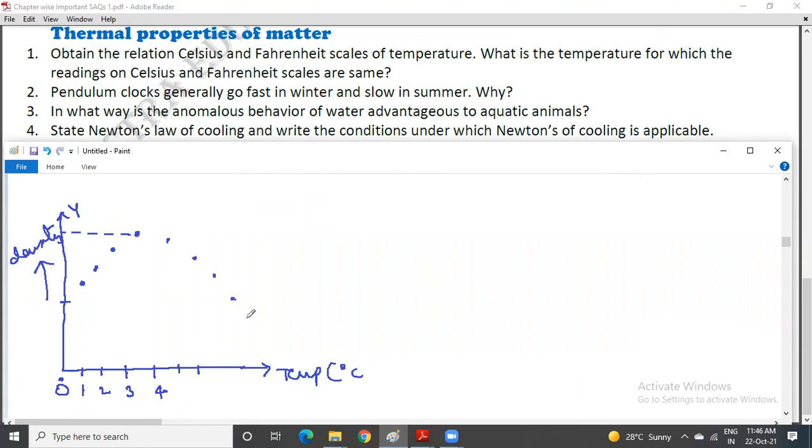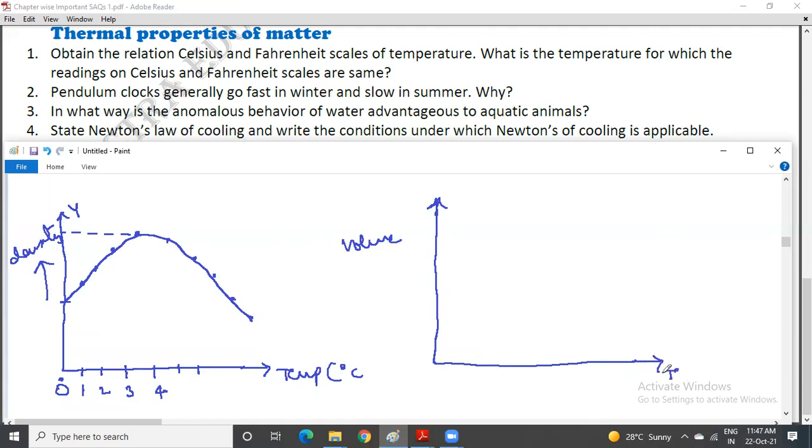So you can understand the nature of water even with the help of a graph. This is the case of taking density along the y-axis and temperature along the x-axis. Now let us also try to draw a graph taking volume along the y-axis and temperature in degree centigrade along the x-axis.